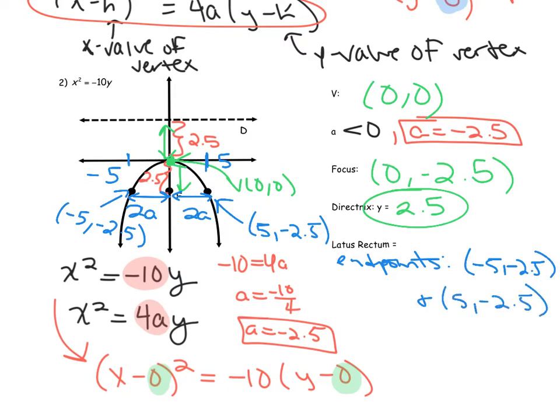If I asked you to just find the distance, that length for the latus rectum, we know that this whole distance from here to here is 4a. So we take the absolute value. So we have the absolute value of 4 times negative 2.5.